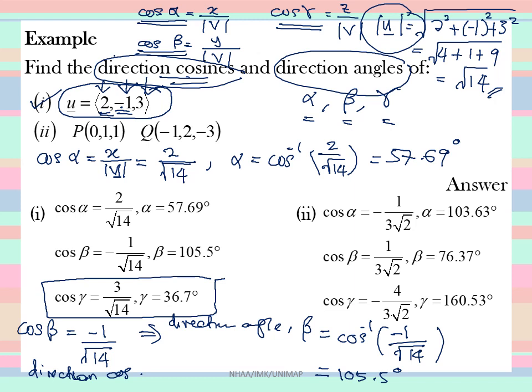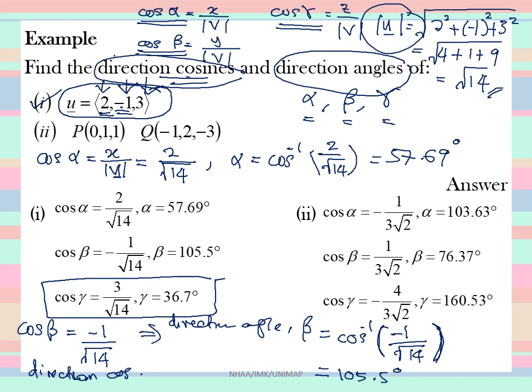Okay, so one more thing that I would like to remind you is be careful when you substitute the value into the calculator. Make sure you use the proper bracket. Negative 1, you divide first with the square root of 14, and then you find the inverse of the cosine. So make sure you use the bracket, or else the calculator will give you the wrong answer.